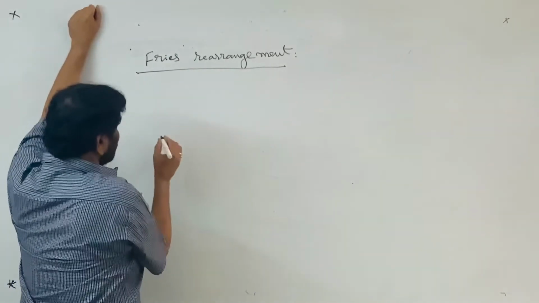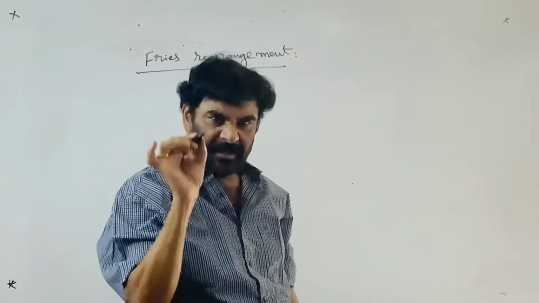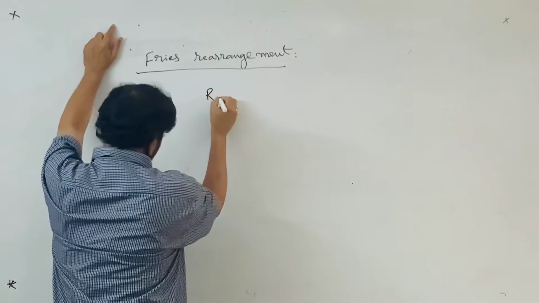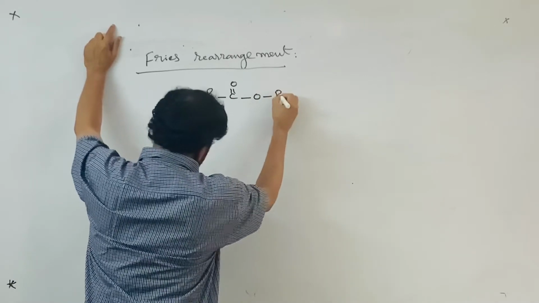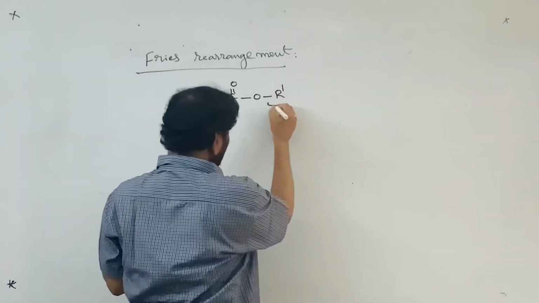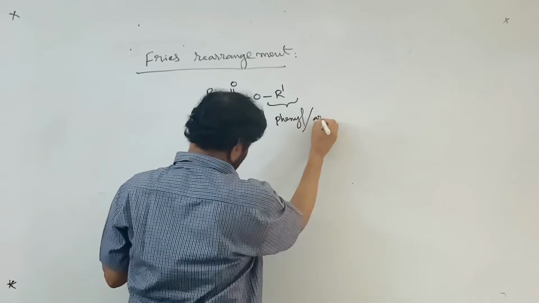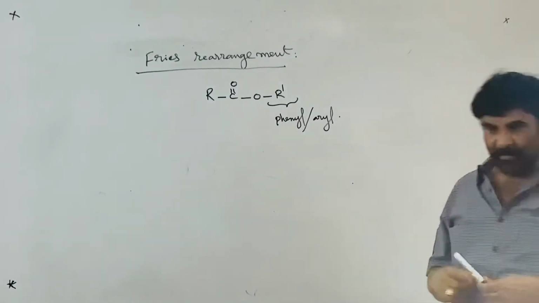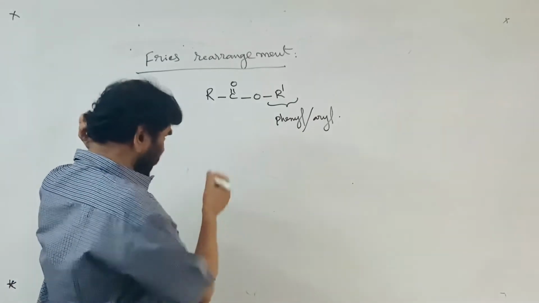In the Fries rearrangement, esters are involved, specifically phenyl esters. This is the ester formula. This is the acid part, and R prime is the alcohol part. This R prime part must be an aryl group. It can be a phenyl, a naphthyl, some substituted phenyl group, or a furyl, like that.